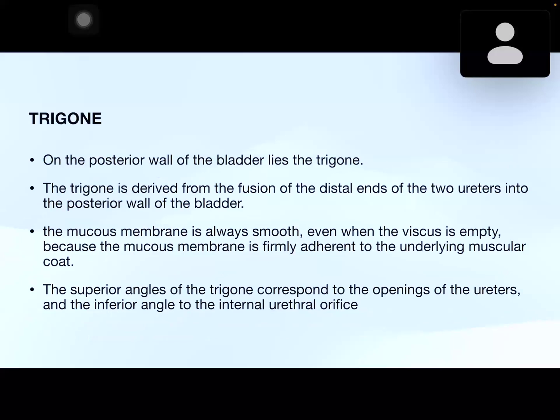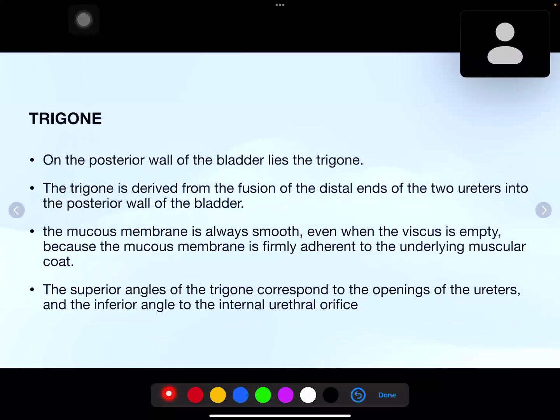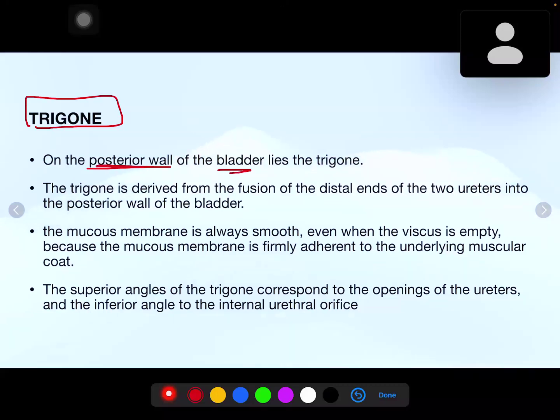So a very important structure of the urinary bladder is the trigone. Where is the trigone present? It is on the posterior wall of the bladder. The trigone is derived from the fusion of the distal ends of the two ureters into the posterior wall of the bladder. And how does it look? This trigone is like a triangle.